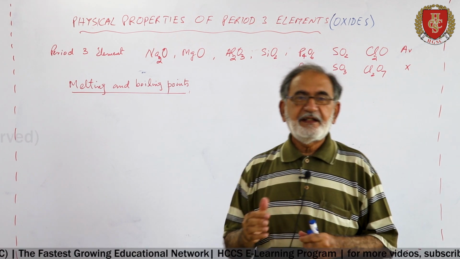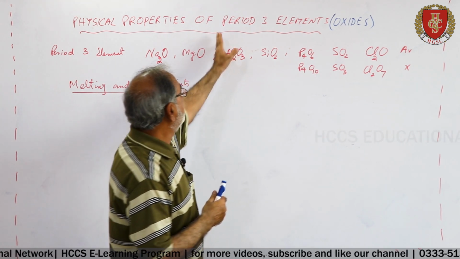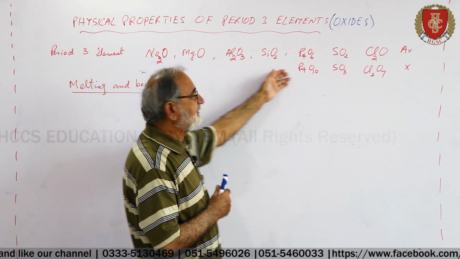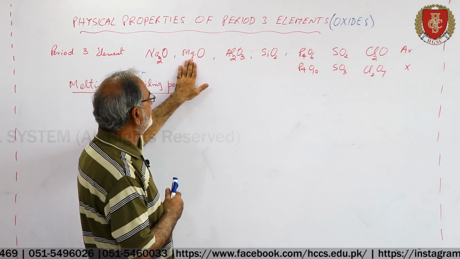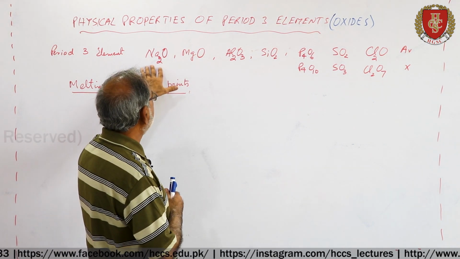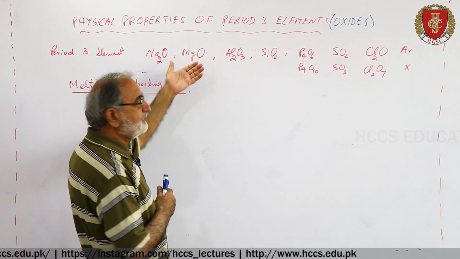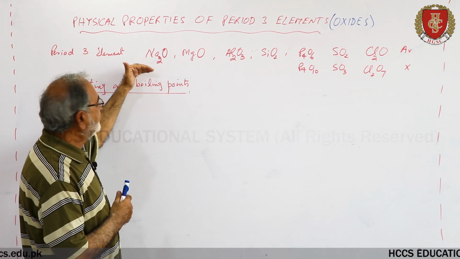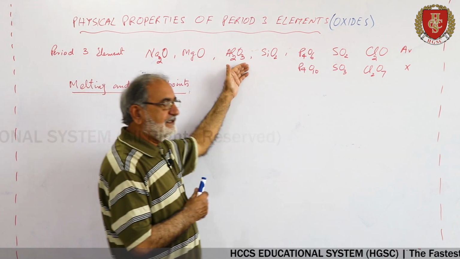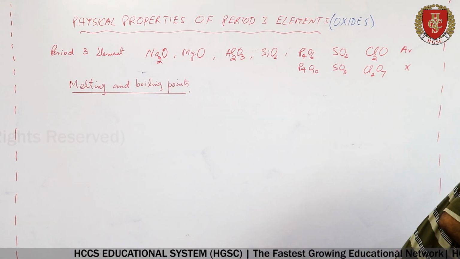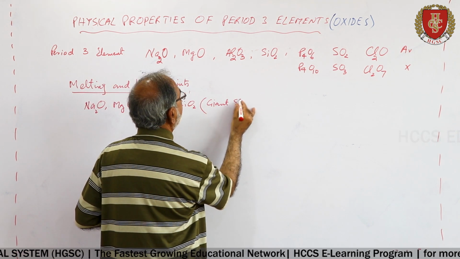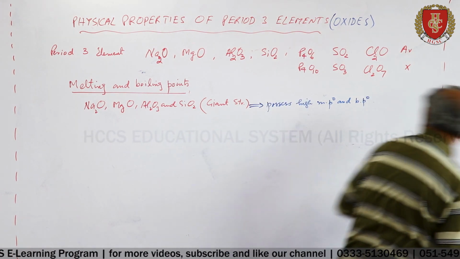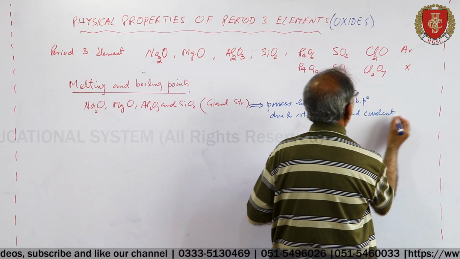As you know, the oxides of period 3 elements have different bonding in different oxides. The sodium oxide, magnesium oxide and aluminium oxide are ionic solids and they possess strong bonding. So therefore the melting and boiling points increase from left to right up to silicon dioxide. The giant structures possess high melting points and boiling points due to strong ionic and covalent bonding.